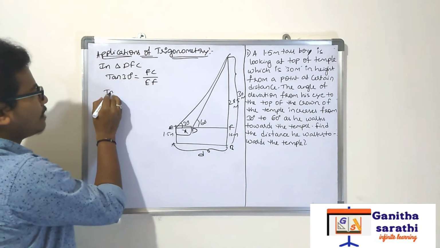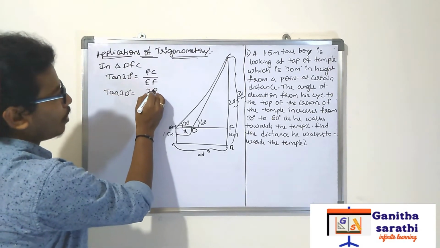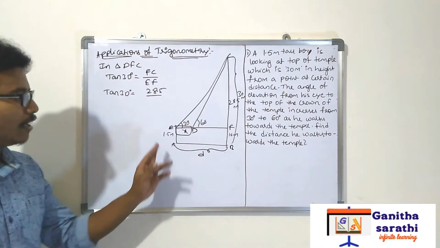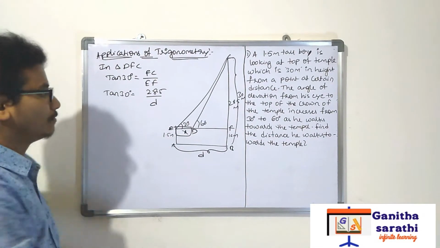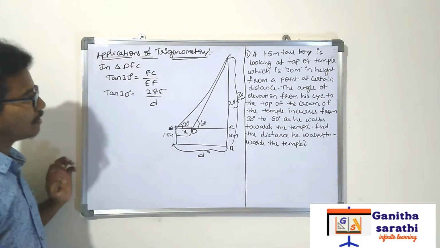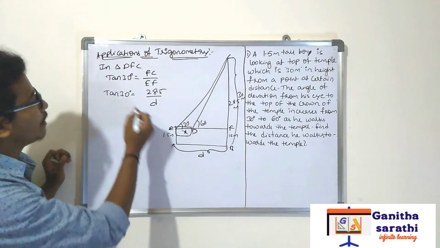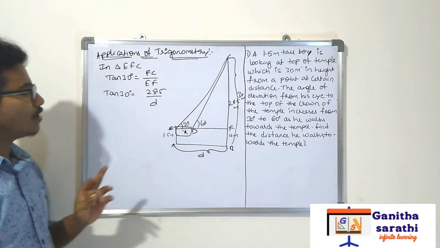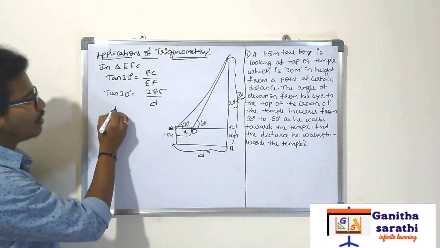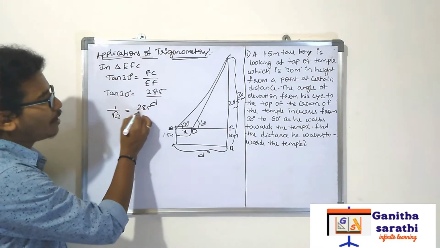So tan 30 is equal to FC value, which is 28.5, by EF value, which is d. See, 28.5 by d. Tan 30, the angle is at E, right here, EFC, not DFC. So what is the tan 30 value? Tan 30 is 1 by root 3, equal to 28.5 by d.